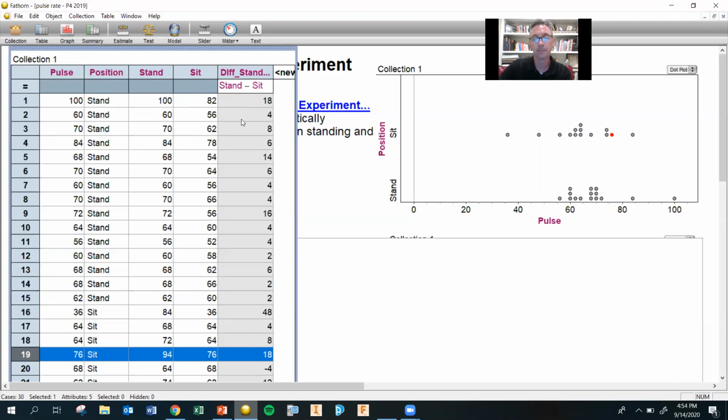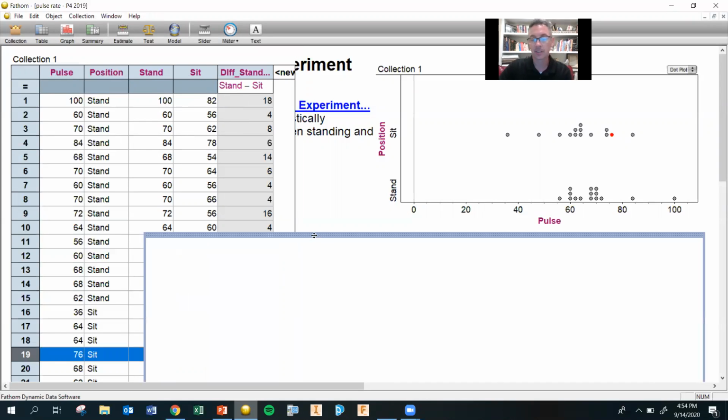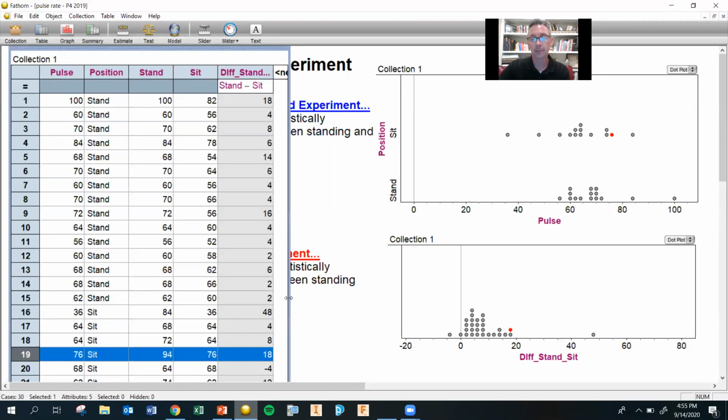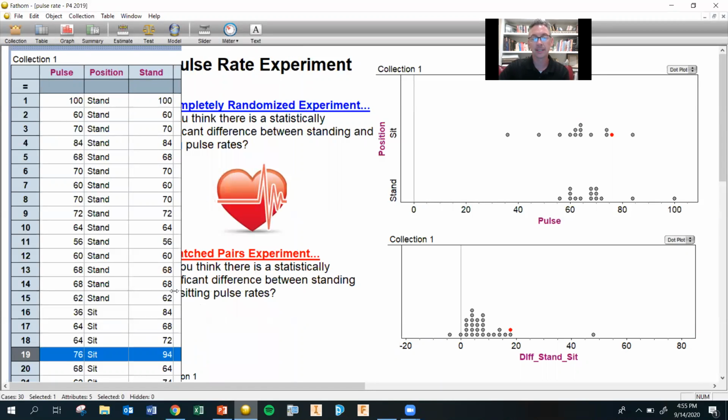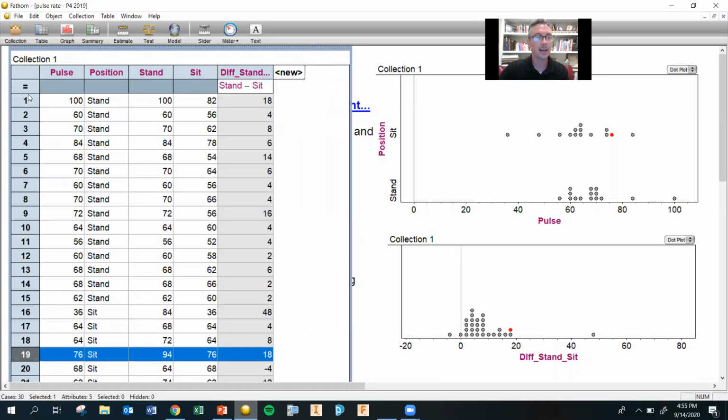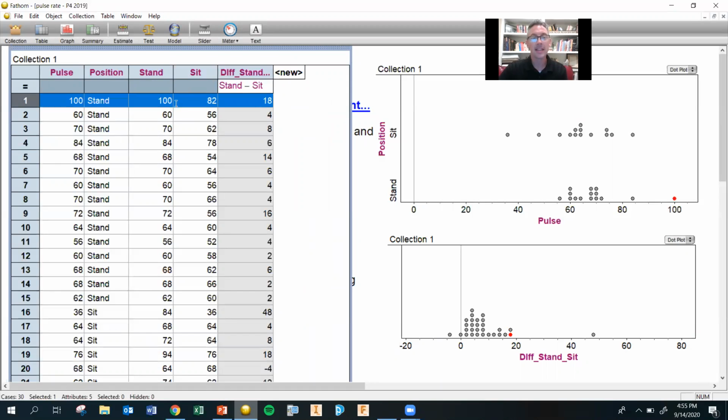This person next, they only had a difference of 4, but their standing pulse rate was higher than their sitting pulse rate. If we take a look at what this looks like if I plot the differences, take a look at what I'm doing. What I'm now doing is a matched pairs experiment. And what I'm plotting now is not the pulse rates of just the sitters. It's not just the standers. Each of these dots now represents what was the difference in standing and sitting pulse rates for a single person. So for example, this first person, I'm going to click on them. They had a difference of 18. There they are, the red dot.